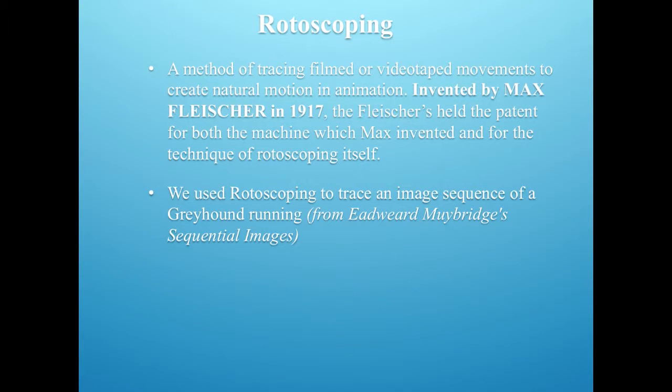So once again, the explanation that it's a method of tracing filmed or videotaped movements, creating natural motion and animation. It was invented by Max Fleischer in 1917. Remember, he took a movie of his brother Dave, and Dave was wearing a clown suit, and that's where we get Coco the Clown in the Fleischer movies.